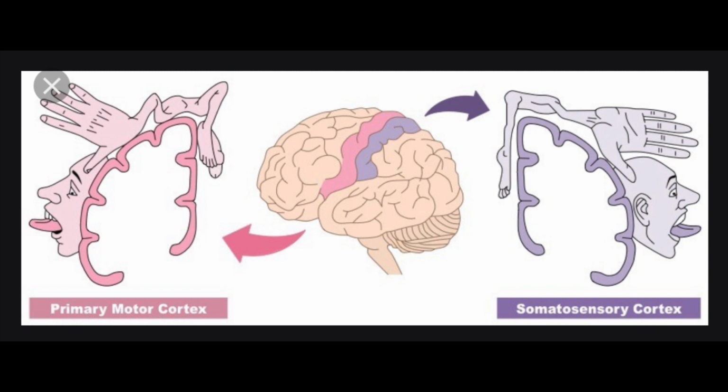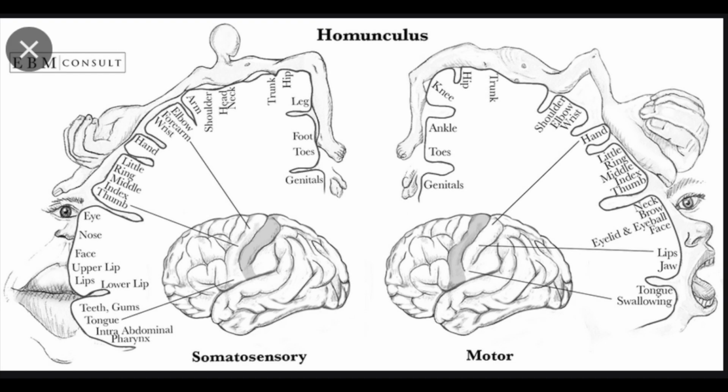Language may start as just a collection of sound until it reaches the cortex and is interpreted into meaning. In the cerebral cortex, we have representation, both sensory and motor representation of the body, and this is called the homunculus, which means little man.